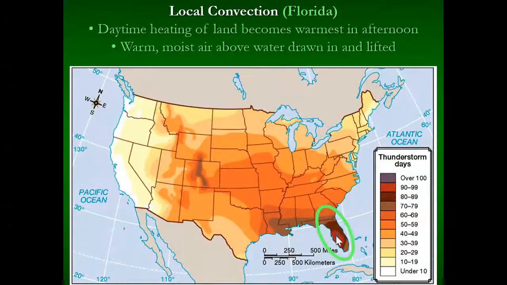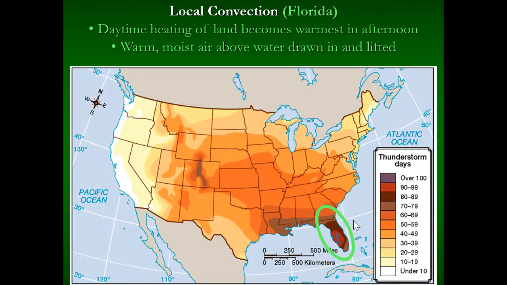A second area of thunderstorm activity that we see is in Florida. And Florida is a different case. Florida has a peninsula sticking down into the water. And what that does is the peninsula typically heats up very rapidly during the daytime. Land heats up faster than water. And so as the land heats up, the air rises really fast above the peninsula, so much so that it draws in warm, moist air from the Gulf and from the Atlantic.